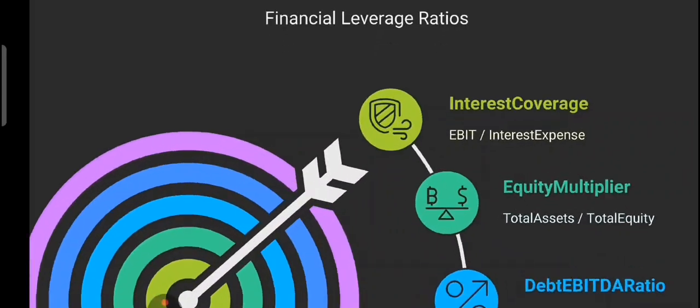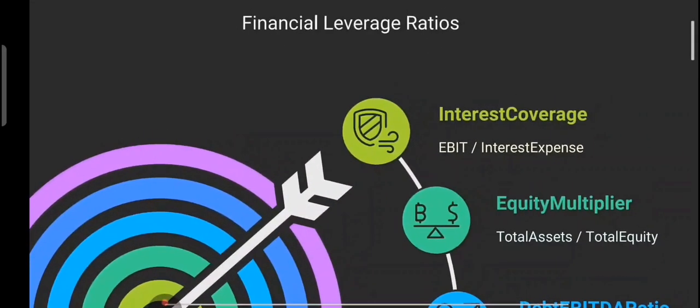First ratio is called interest coverage ratio, right? So what is interest coverage ratio? It tells us how much interest... in the numerator you can see EBIT, in the denominator you can see interest expense, right? It tells us how easily the company can pay its interest, right? So that is what interest coverage ratio tells us.